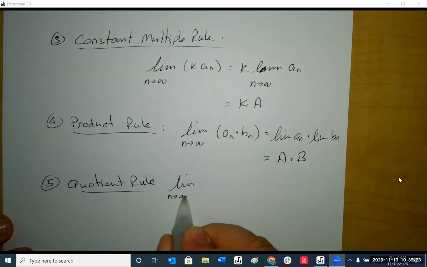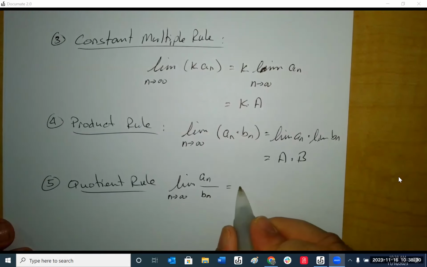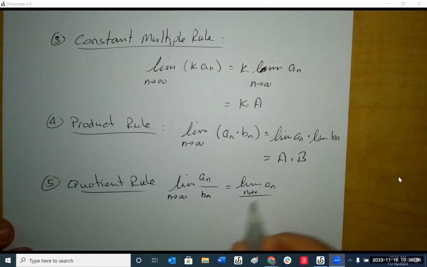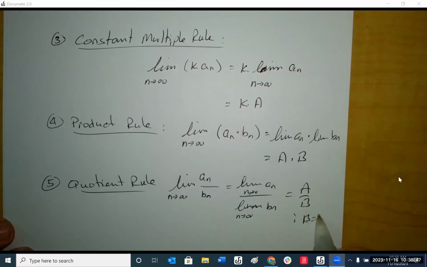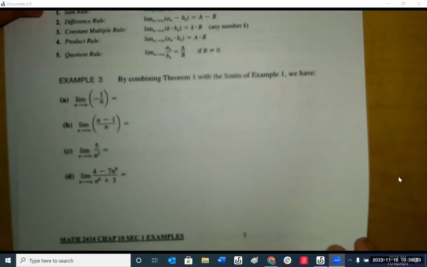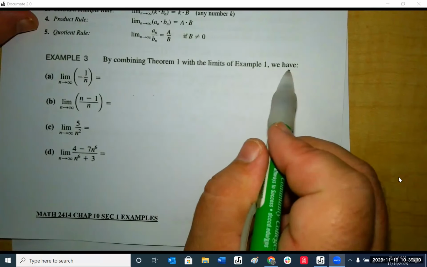The limit as n approaches infinity of a sub n over b sub n, as long as b sub n is not equal to 0, we have the limit of a sub n over the limit of b sub n, which is a over b, as long as b does not equal 0. All right, let's look at the next example. Example 3. By combining theorem 1 with the limits of example 1, find these.